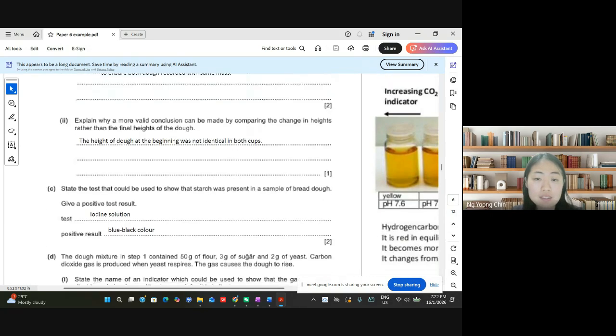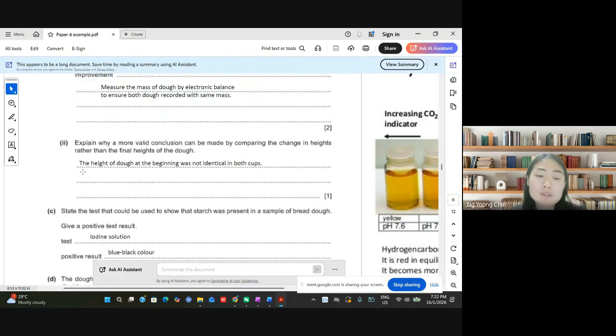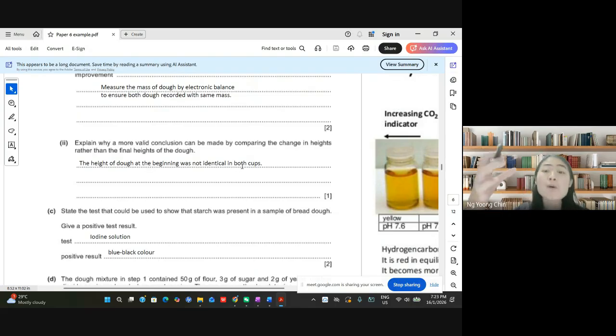This is because the height of the dough at the beginning was not identical in both cups, because the starting point, the level, was already different.